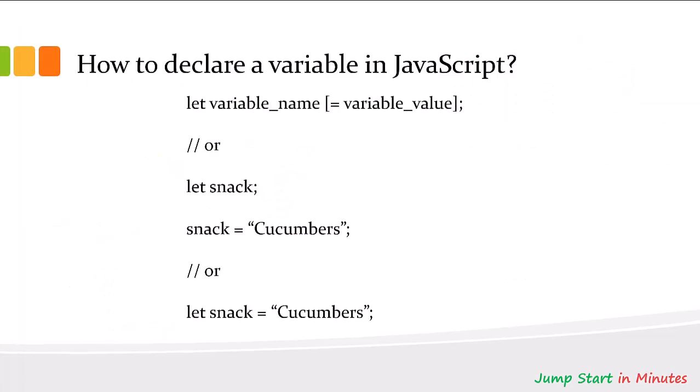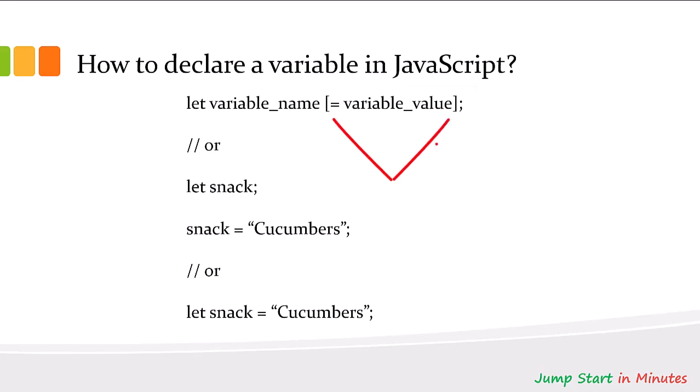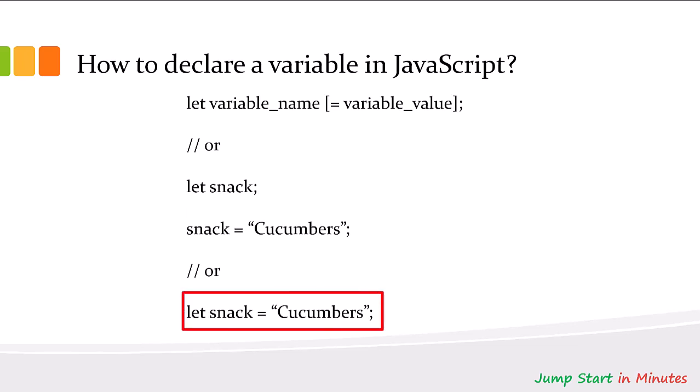Now let's learn how to declare a variable in JavaScript. In JavaScript, we declare a variable like this: let variable name equal to variable value. Here the square brackets tell us that it is optional. So we can declare it just using let snack semicolon and assign a value later, or we can declare the variable and assign the value at the same time.